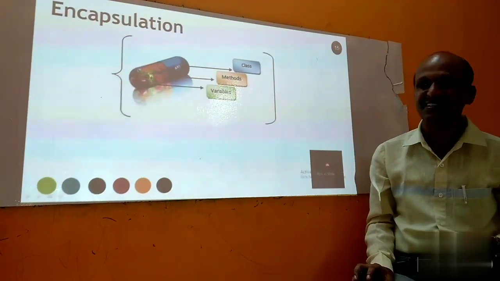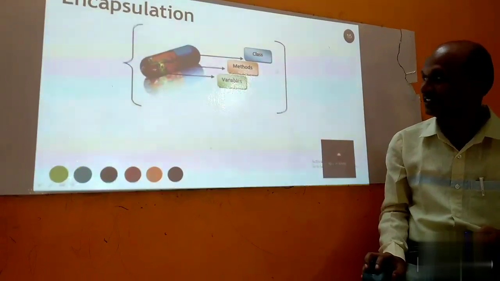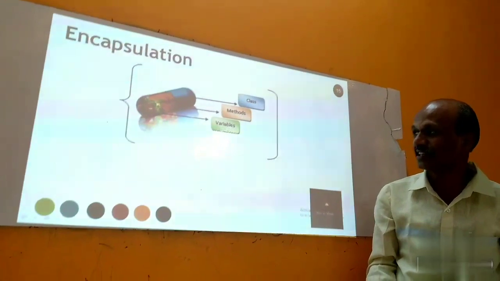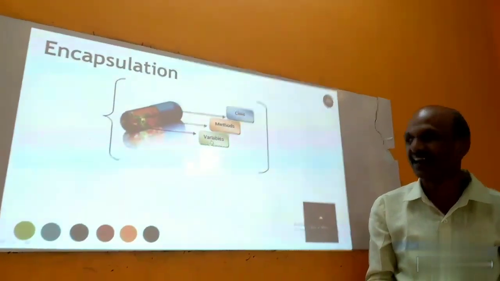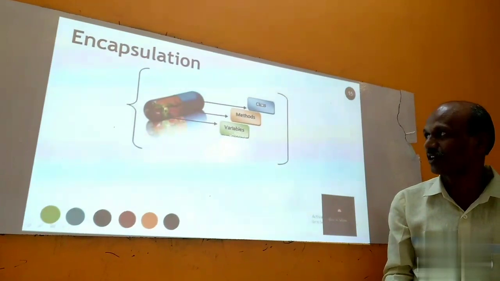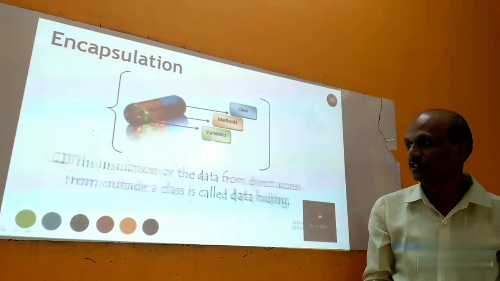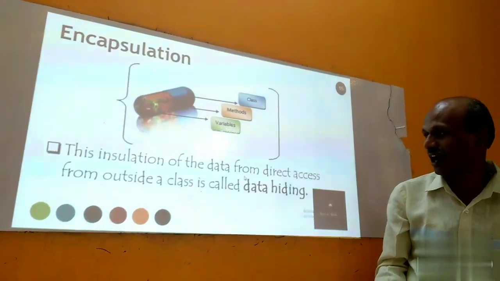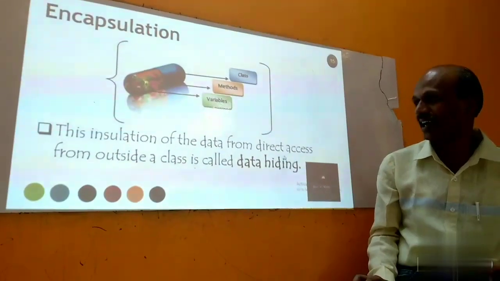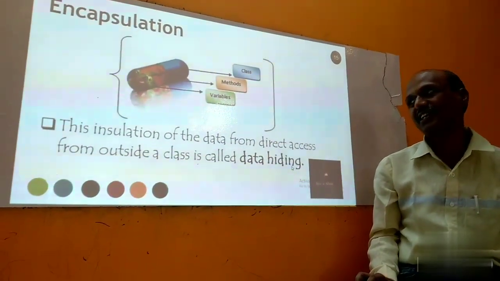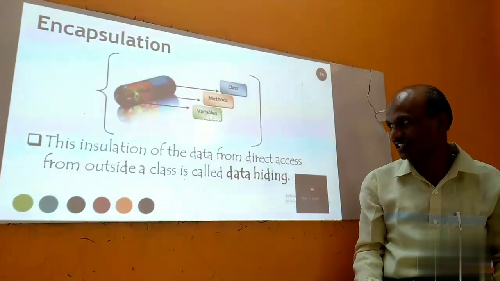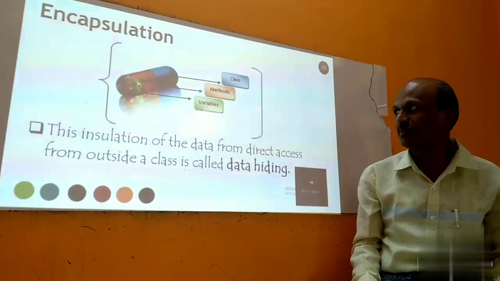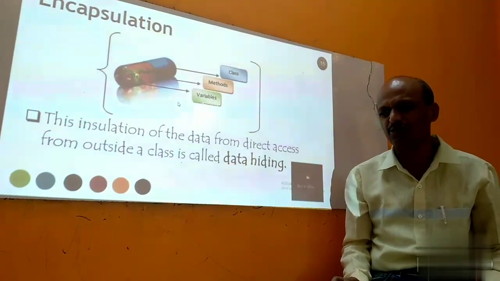See, this is a capsule, and inside this capsule, outside these brackets there is the outside world. So a class encapsulates methods and variables, methods and data, and that method and data sometimes are not accessible from the outside world. So the insulation of data from direct access from outside the class is called data hiding. We cannot access this variable from outside the class. If you want to access it, we can access it through a method. We will see in upcoming sessions how to do these things.